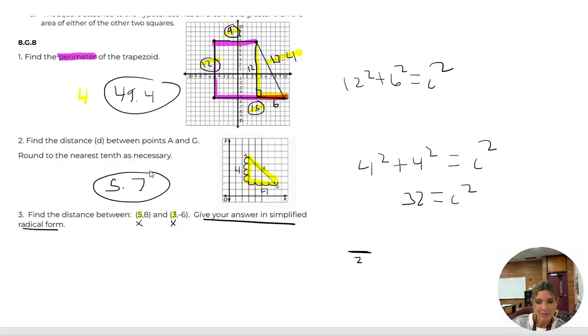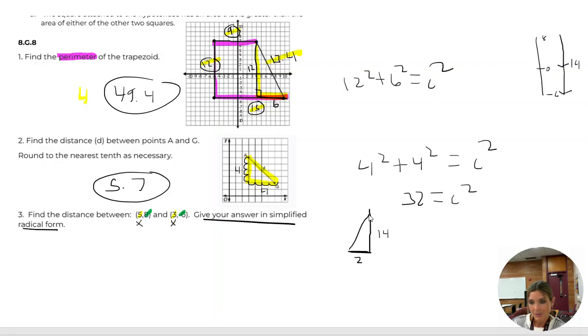And then we have the y values. I'll go ahead and do those in another color. 8 and -6. So in between 8 and -6, that is actually going to be 14 spaces. Okay, so this is 14. That's because if this is 0 and this is 8 and this is -6, I'd have to go down 8. That's going to take me to 0. And then I have to go down 6 more. So the distance between those is actually 14.